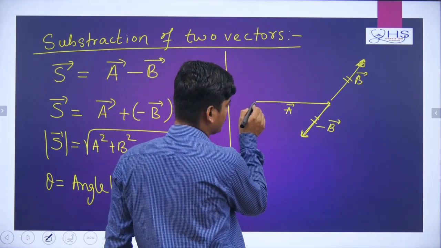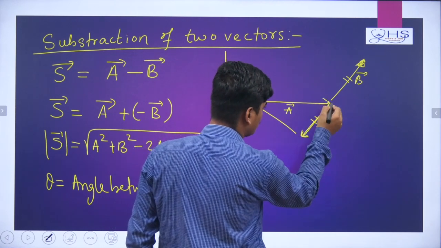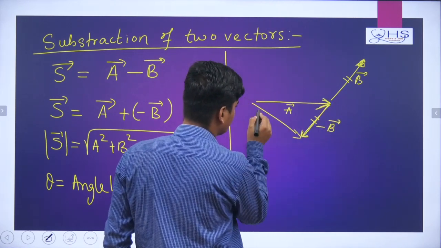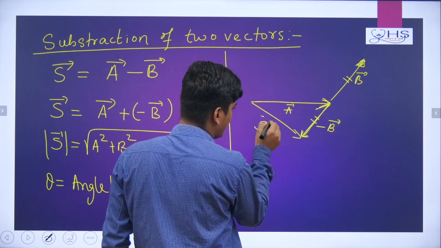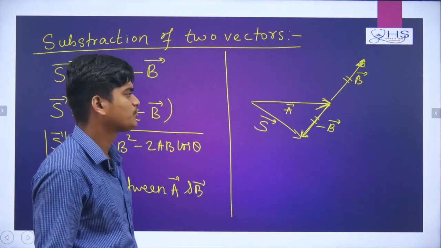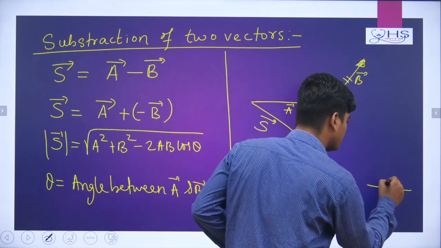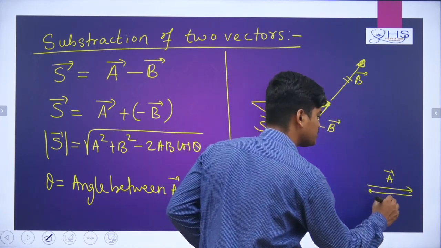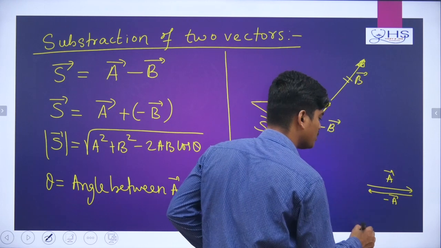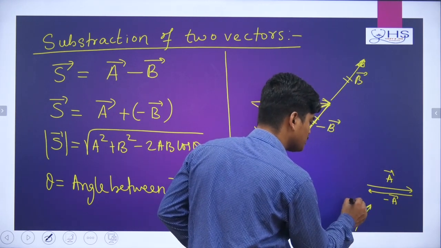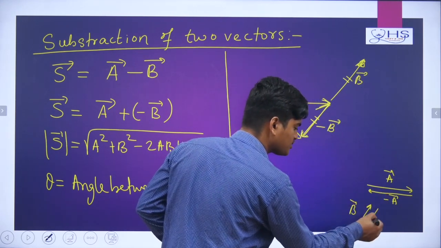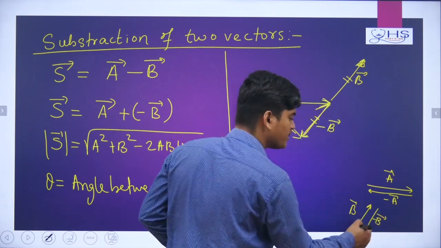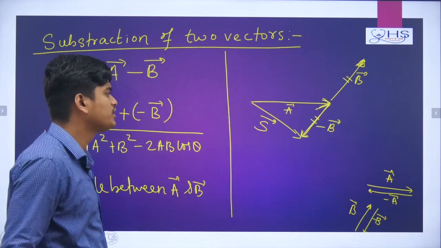Now join here to here. This is the head to tail joining. Now join here to here, and this will become your S vector. Remember, if this is your A vector, then the same magnitude but opposite direction is your minus A vector. If it is your B vector, then the same magnitude but opposite direction is your minus B vector. Similarly we are doing it here.